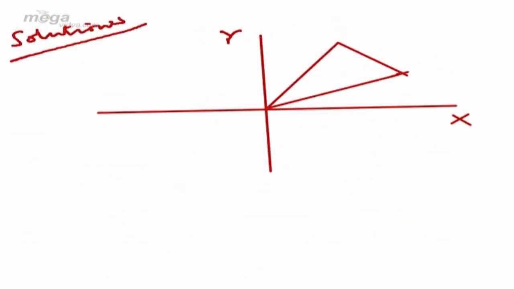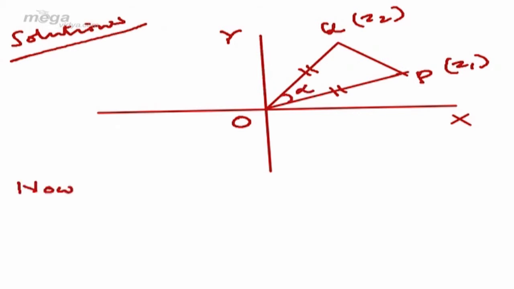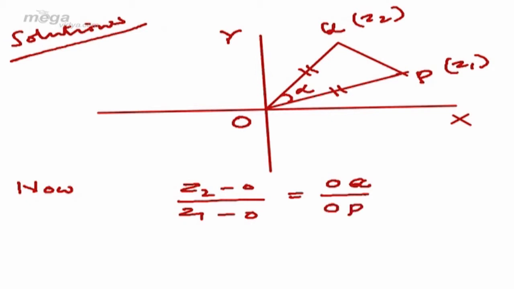This is an Argand diagram. This is the complex number OP and this is the complex number OQ. P is Z1 and Q is Z2. OP and OQ are the equal sides and the angle between OP and OQ is alpha. Now we rotate complex number OP in the direction of OQ. So we get (Z2 minus 0) upon (Z1 minus 0) is equal to OQ upon OP e to the power i alpha. So Z2 by Z1 is equal to, since OQ is equal to OP, e to the power i alpha.